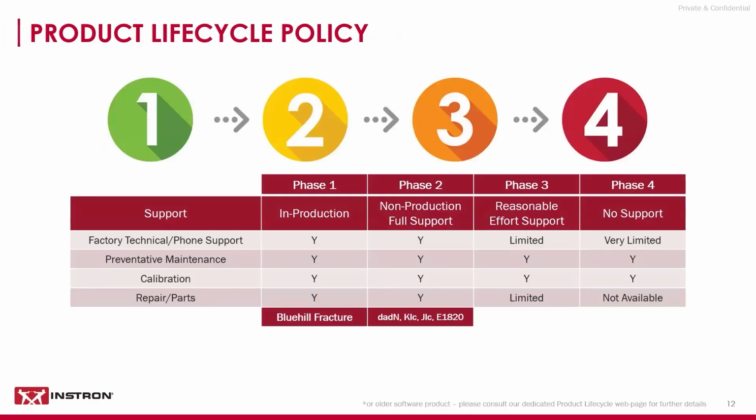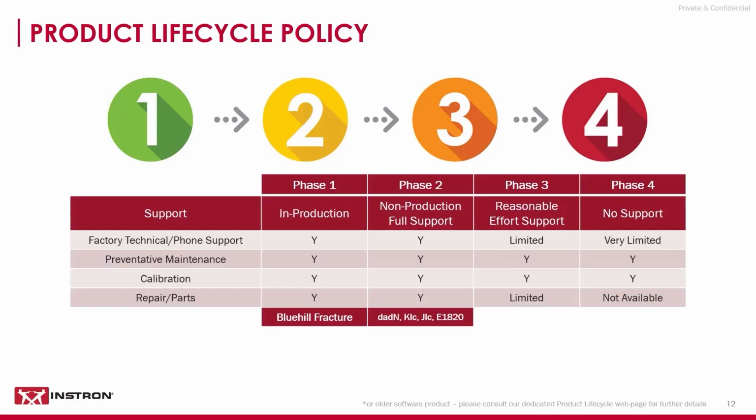Additionally, I just want to talk about our product lifecycle policy because this is important as to what can and can't be done. We have a four-phase lifecycle policy where phase one being in production systems and phase four being systems that are completely unsupported and out of production and what have you. So if your system, or your software, your product is in phase one, it's in production. That means you receive our factory technical support, phone support, preventative maintenance and calibration is possible. Spare parts and repair are also available.